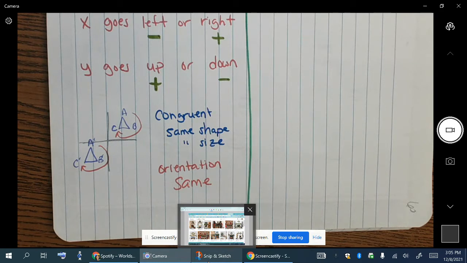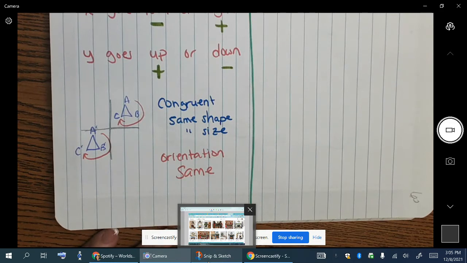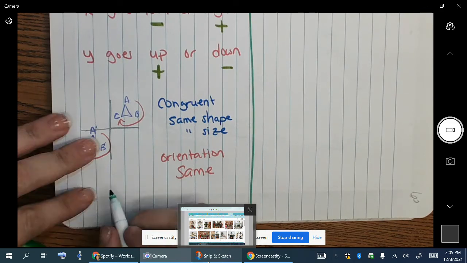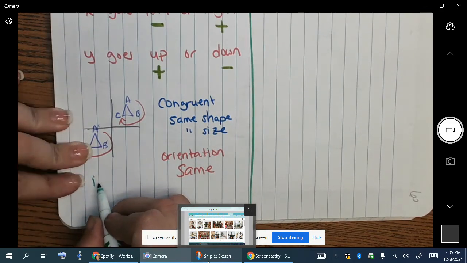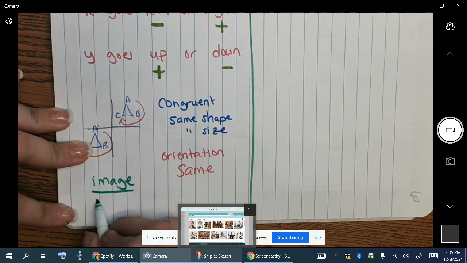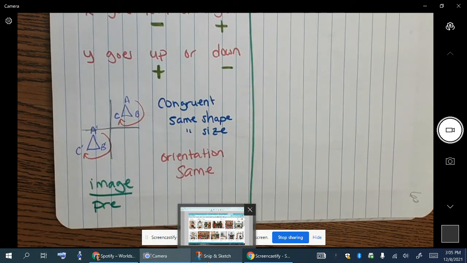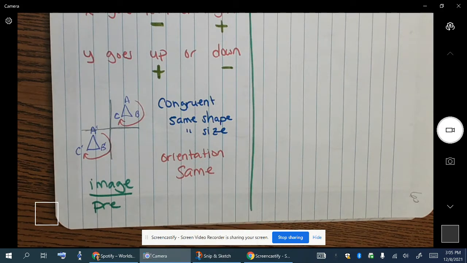The other thing that you will see, because I've seen the quiz, is make sure you know that image goes on top. Image is the new. The pre-image is the original. Okay, that's why we did that warm-up with that wording. All right, everybody good with translations?